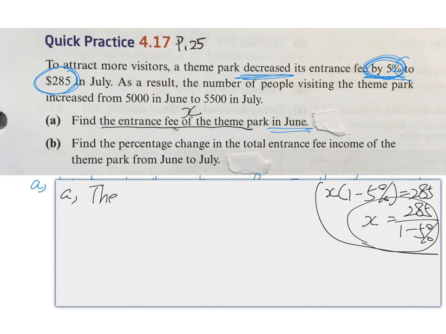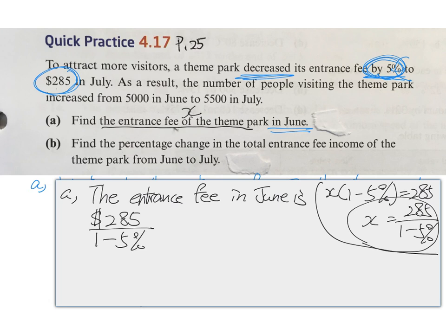Then you may present your answer without a let statement. You may simply write down: the entrance fee in June is $285 over 1 minus 5%, which is $300.